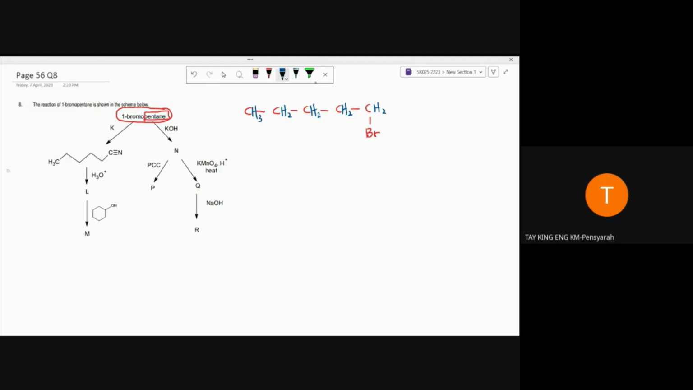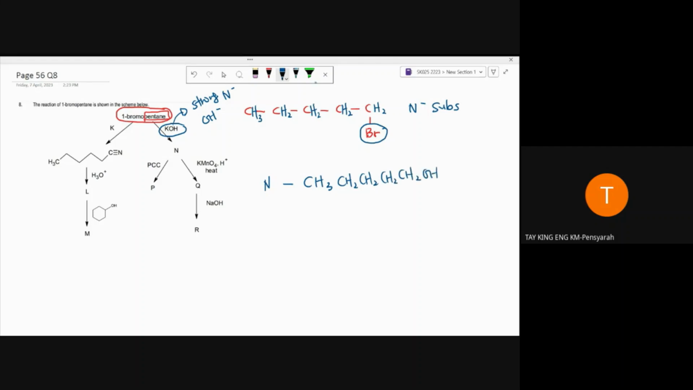Okay, then we see there is KOH. And then every one of us also knows that haloalkane basically will undergo nucleophilic substitution. So we see KOH, we know KOH is a strong nucleophile. And which part is the nucleophile? The OH minus part. So basically we know that the Br is the halogen which will be replaced by the OH. So this structure N will be CH3, CH2, CH2, CH2, and then CH2OH.